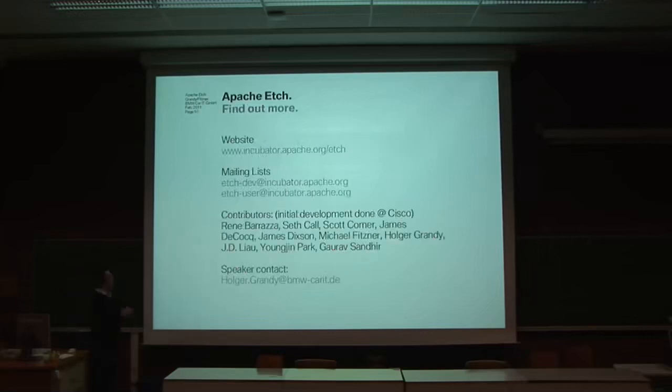If you want to find out more, there's a website, and there are mailing lists, which are our primary source of development communication. So if you're interested in Etch, drop a mail on Etch Dev or Etch User, whatever you're interested in, and you will get whatever help you need on these lists. There are contributors. The initial development of Etch was done at Cisco. At BMW, we used it, for example, for connecting phones to cars, which is a very specific requirement. We can also use it for connecting embedded devices to internet services, for example.